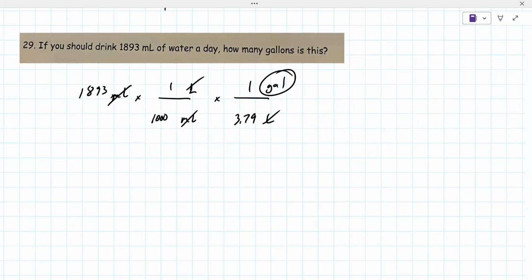And I don't even know if this is reasonable or not, but whatever it is, this ends up being 0.5 gallons. I think most people should drink a little more than that. I think you usually drink like a gallon a day or something, usually like an ounce per pound in your body, something like that.